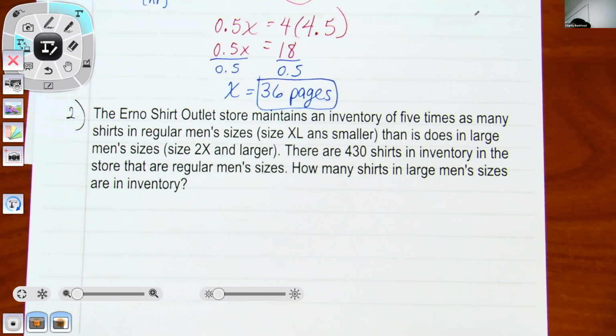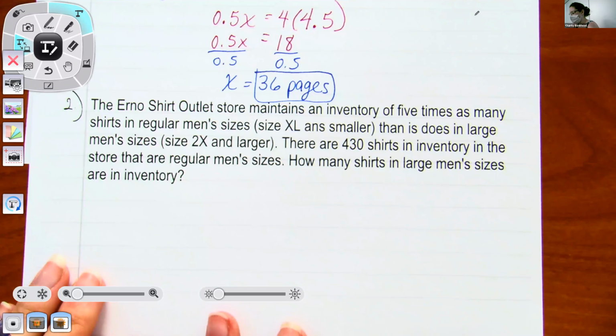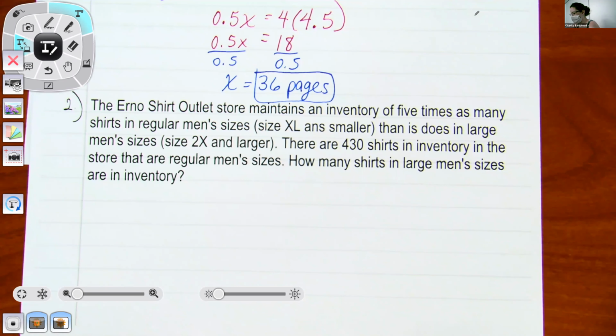Okay, so number 2 says the Erno Shirt Outlet Store maintains an inventory of 5 times as many shirts in regular men's sizes XL and smaller than it does in large men's sizes 2X and larger. There are 430 shirts in inventory in the store that are regular men's sizes. How many shirts are in large men's sizes are in inventory? Okay, so the thing they want to know is the number of large men's shirts.